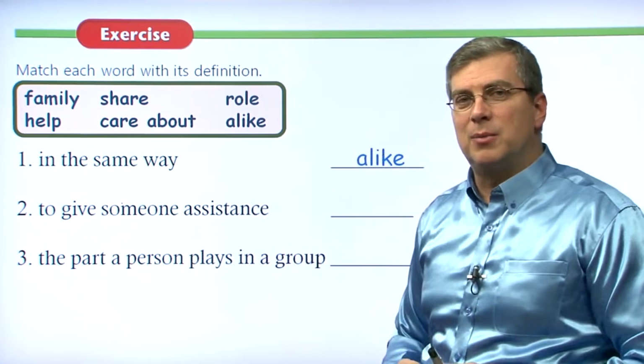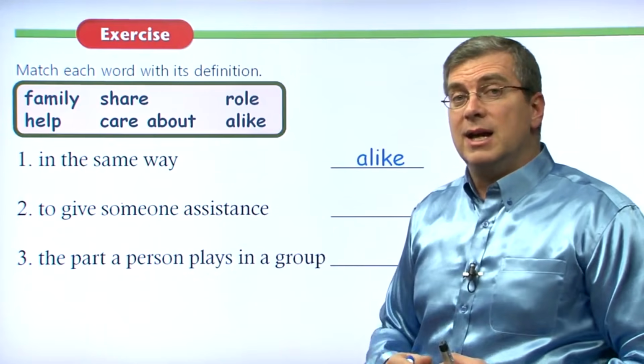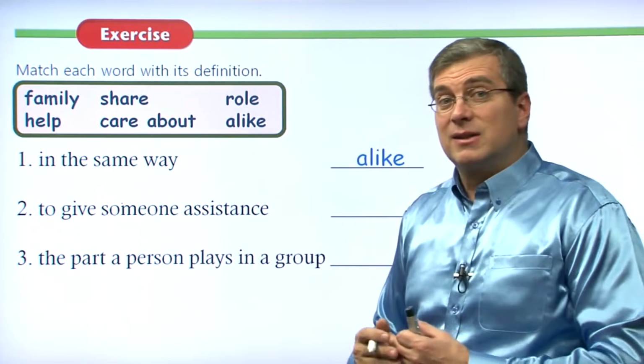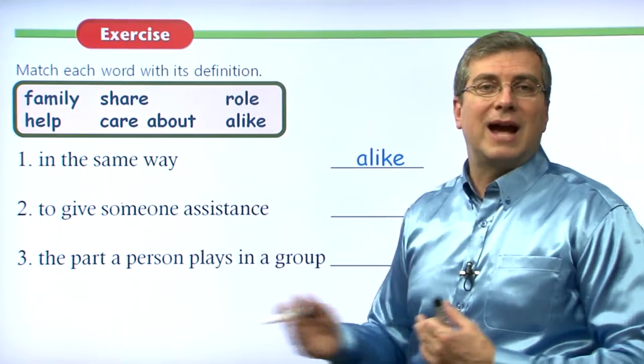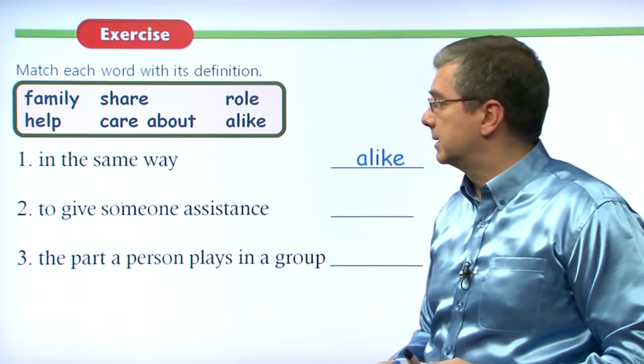So I gave you the example. I look like my father. My father and I are alike in looks. My brother and I act alike. We are alike. We act in the same way. So family members are alike.